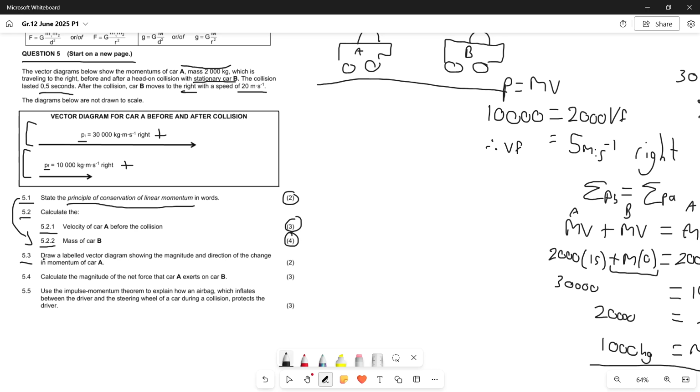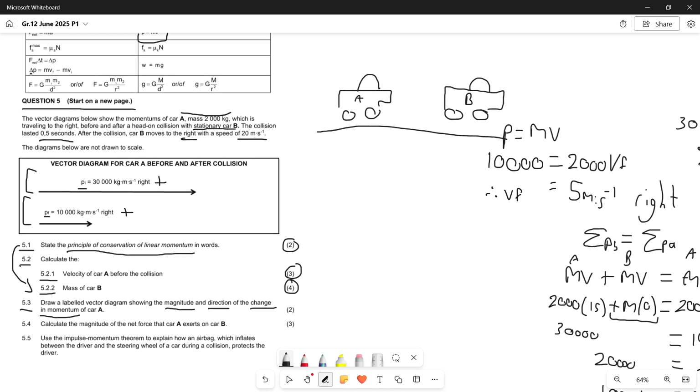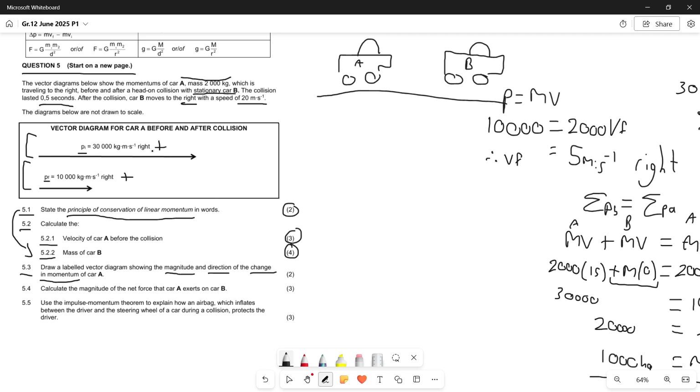So we're on 5.3. It says draw a labeled vector diagram showing the magnitude and direction of the change in momentum of car A. So car A is what they had over here, is what they plotted here with its momentum. Change in momentum is our delta P over here, which means it is the final momentum minus the initial momentum. So that means we're dealing with delta P. We have 10,000 because that is our final momentum going right, minus 30,000 also going right, which means we have negative 20,000 kg·m·s to the -1. So that is the magnitude.